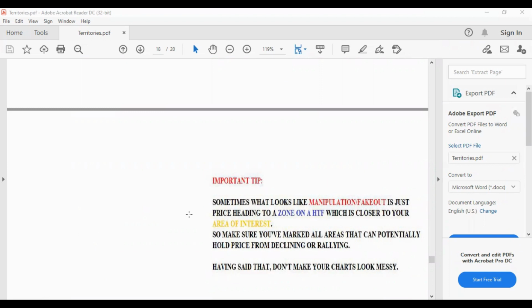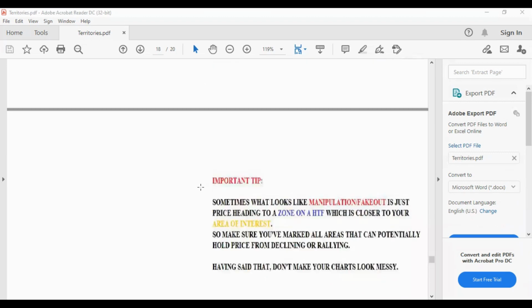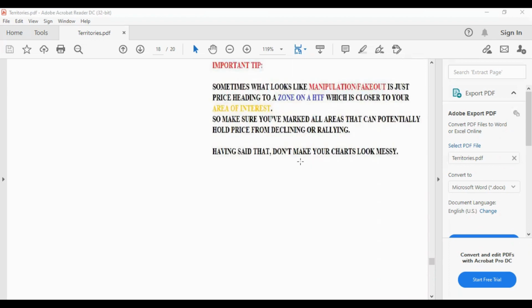So another important tip is sometimes what looks like manipulation or fake out is just price heading to a zone on a high time frame, which is closer to your area of interest, the area that you have marked there. So make sure you have marked all areas that can potentially hold price from declining or rallying. Having said that, don't make your charts look messy. That's the fact. Don't put lines on everything that you think can hold, but just make sure that you, with time and practicing, can clearly see and know where price can hold.